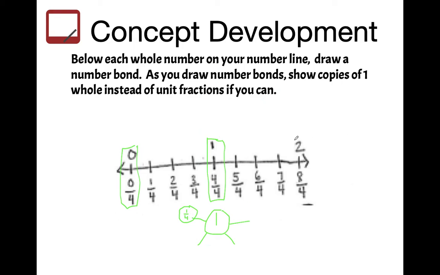Now for our number 2, this is exactly what we were doing earlier. You would draw the number 2. And now instead of drawing 8 spider legs of 1 fourth, you can actually just draw 2 number bonds, or 2 legs of 4 fourths, which is equal to 1, and another 4 fourths, which is another 1. And we know that 1 plus 1 equals 2.